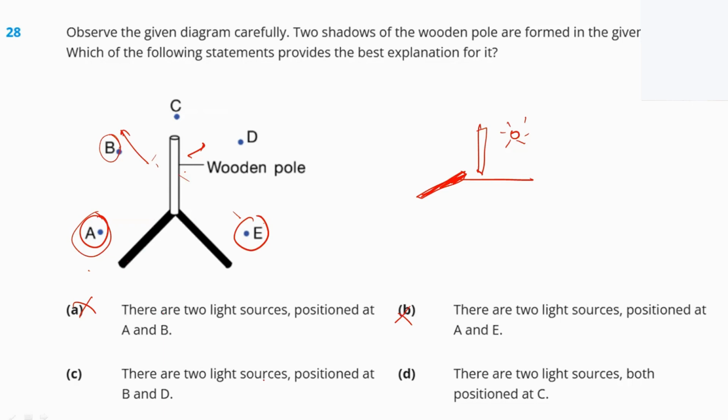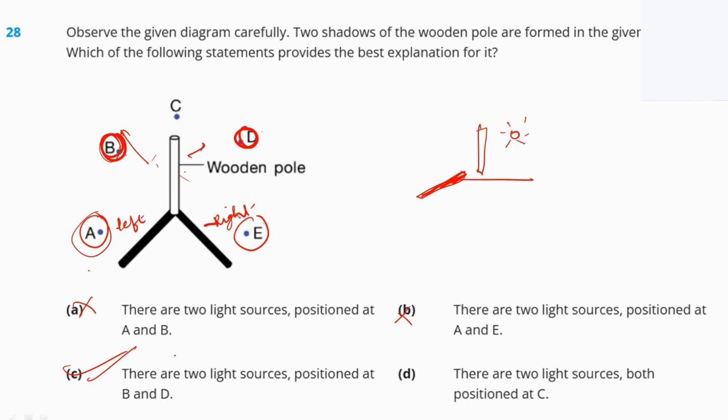Next, there are two light sources positioned at B and D. If you notice here, if these two positions are used as the light source, from B the light will create a shadow on the right side, and when the light is coming from point D, it will create a shadow on our left side, isn't it? So is this correct? Yes, this is a correct statement. Option number C is the right answer.